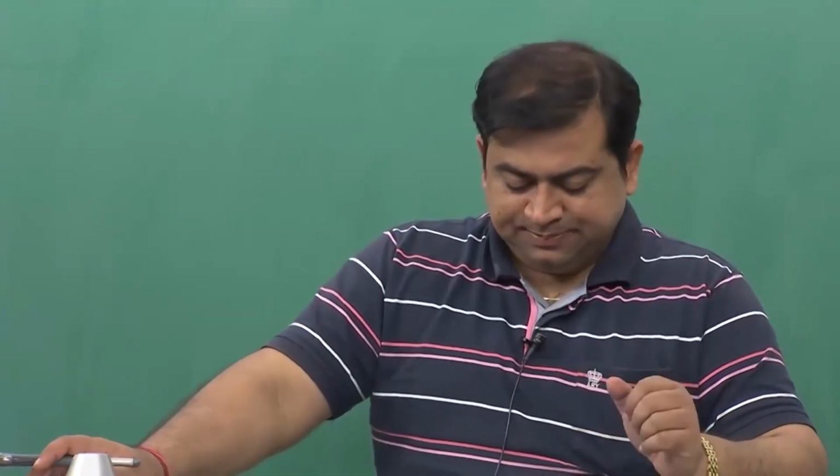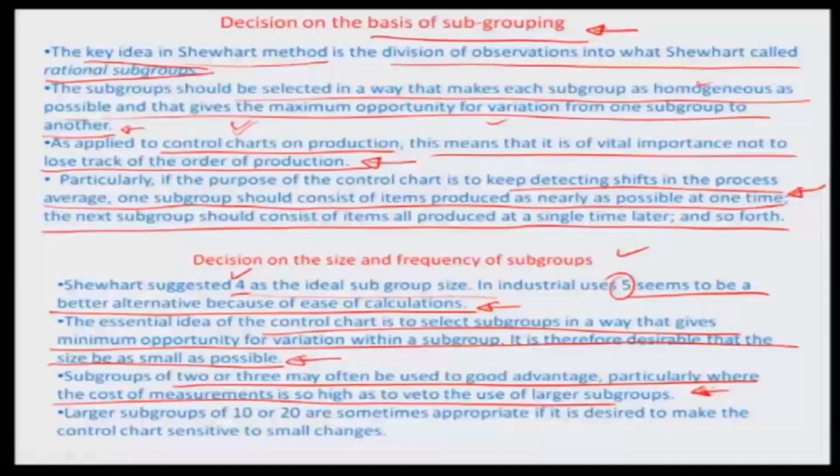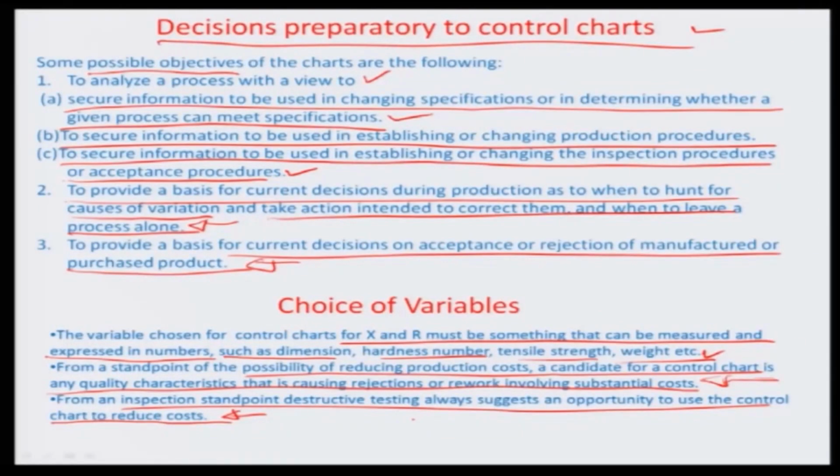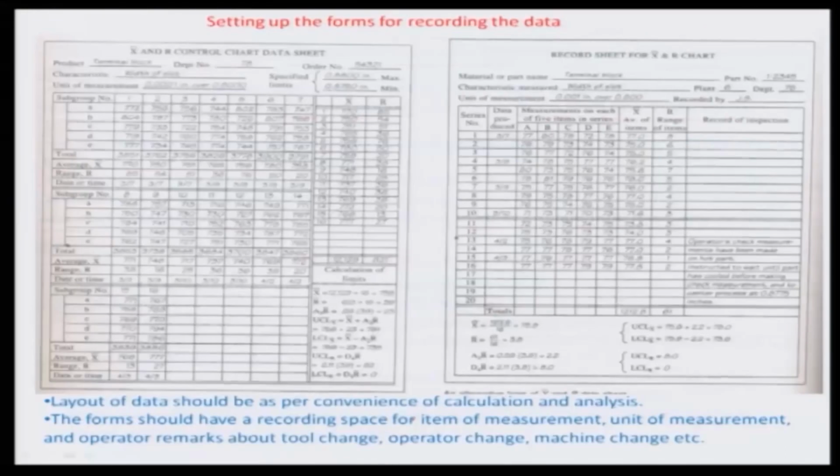Larger subgroups of 10 or 20 are sometimes appropriate if it is desired to make the control chart sensitive to small changes, but generally the principle followed is probably a subgroup of not more than 5 or so. So based on that, now you have the size and frequency, and you have all the other decision criteria like the basis of subgrouping, the objective selections, the choice of variables. Now you are all ready to record the data.